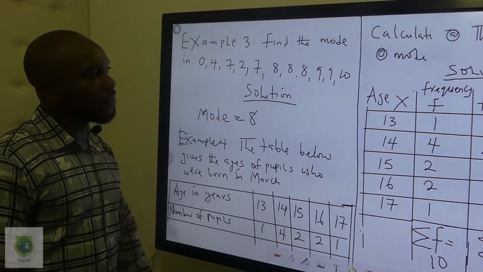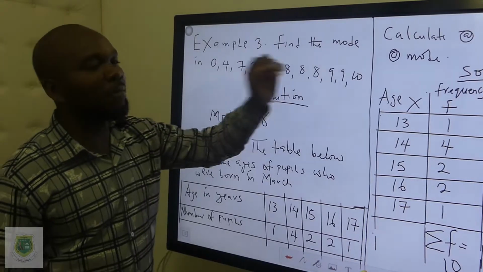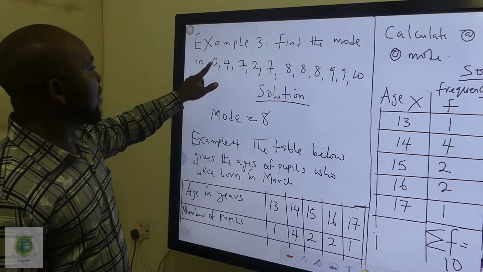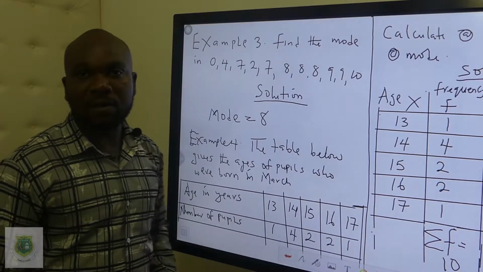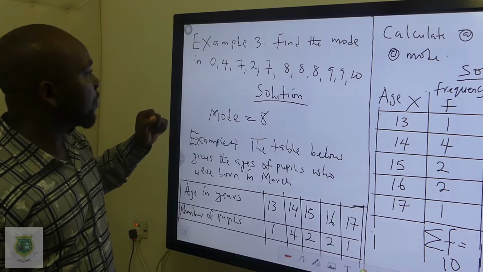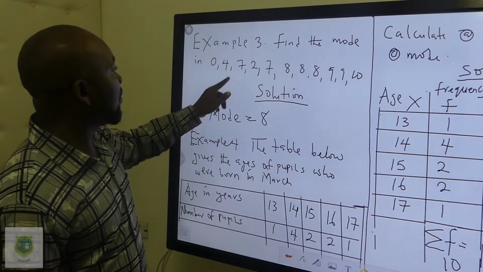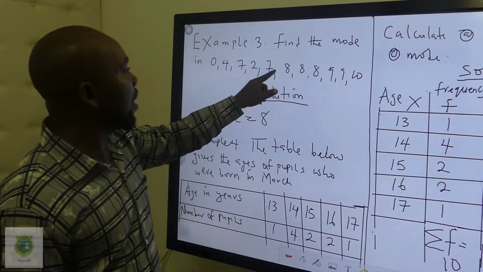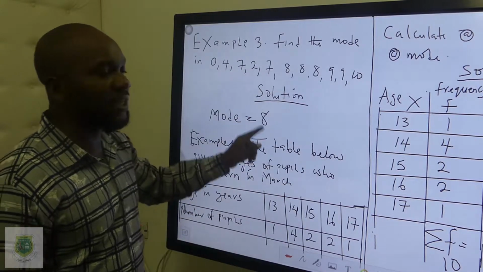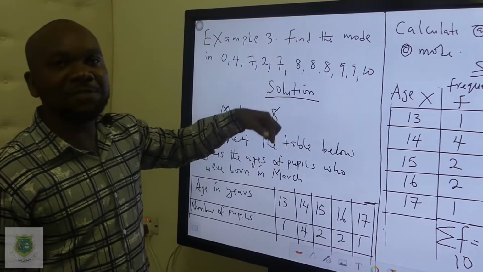Example 3. Find the mode in all these numbers. Then we check how many. 0 occurs only 1. 4 occurs 1. 2 occurs 1. 7 occurs 2. 8 occurs 3, 9 occurs 1, 2. So which means our mode is 8. Mode is 8 because it has the highest frequency.